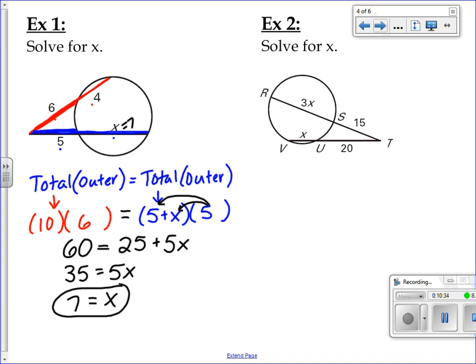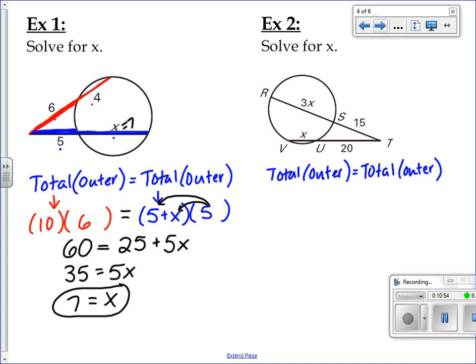Okay, feel free to pause the video, try example 2, or just keep watching. So for example 2, we're going to do the same idea. Total times outer for one secant will equal total times outer for the other secant.